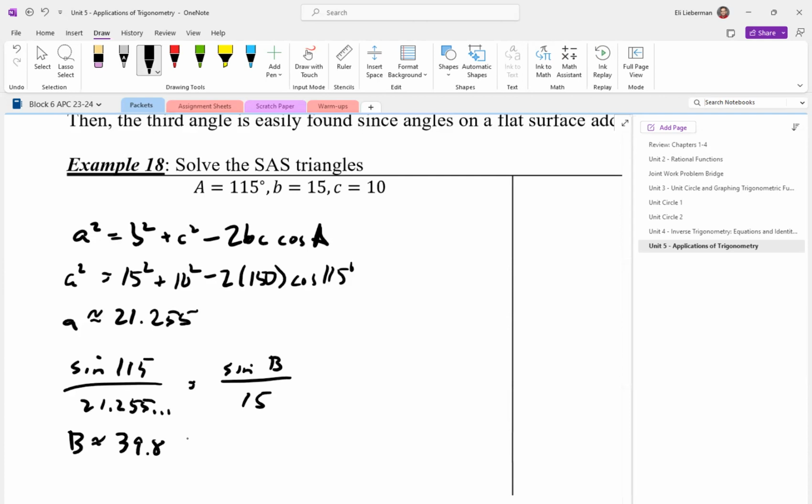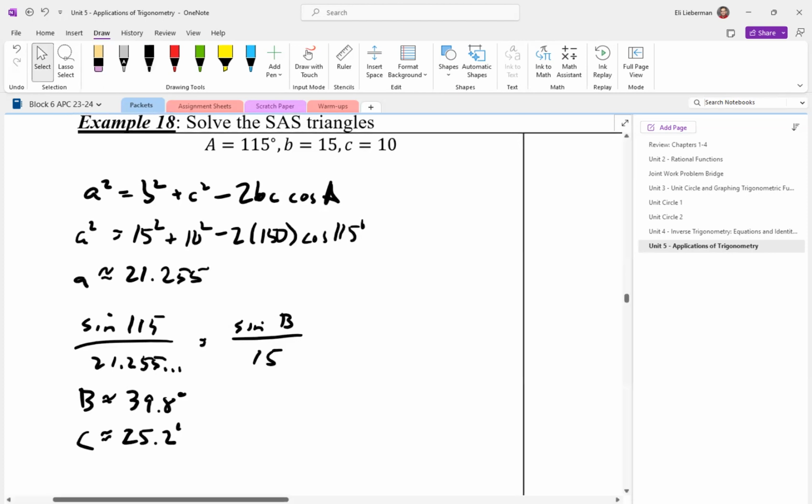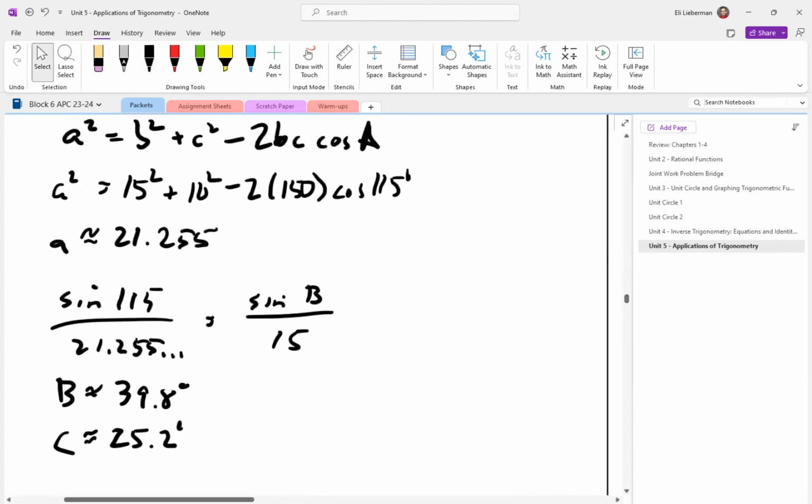With that, would you like to continue? So use law of sines to get that, or how do you get? Cool, and tell me one more time, what did you get? 25.2, and these are both degrees. Did anyone else get that? I imagine if you got the other ones, you got that. Thank you.